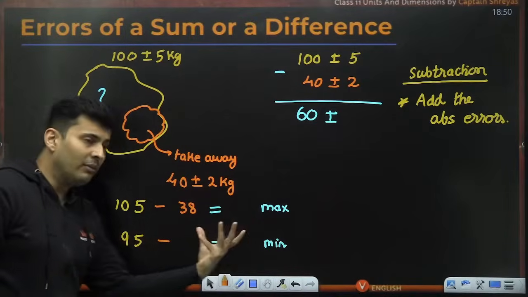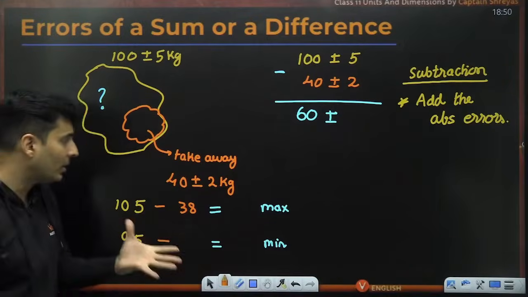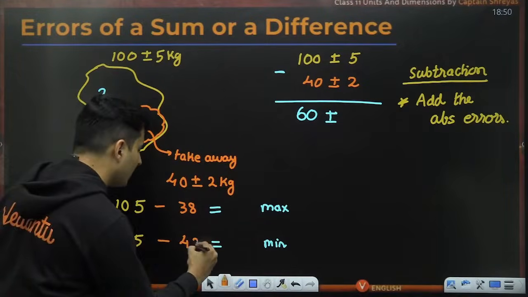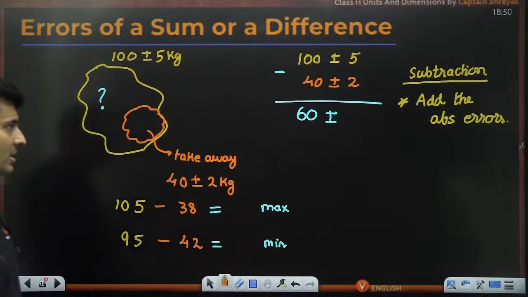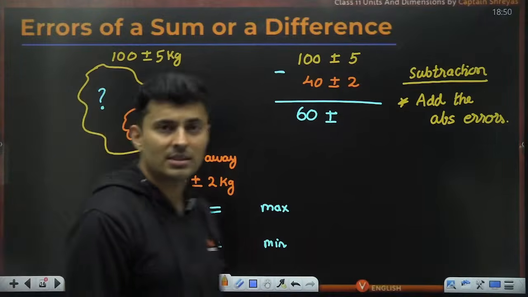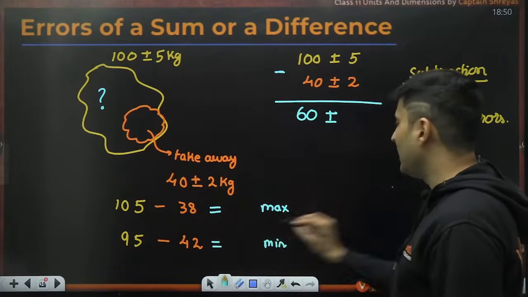But if I want the least quantity to be left, then from a smaller number, I will take out a bigger number, which is nothing but 42. Are you able to understand me? Everybody with me on this? Yes or no? Perfect. So what will be left out over here, my dear students?